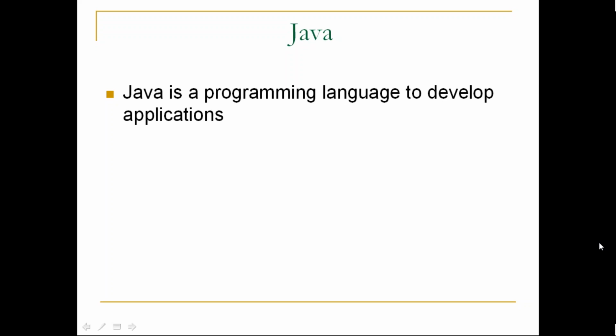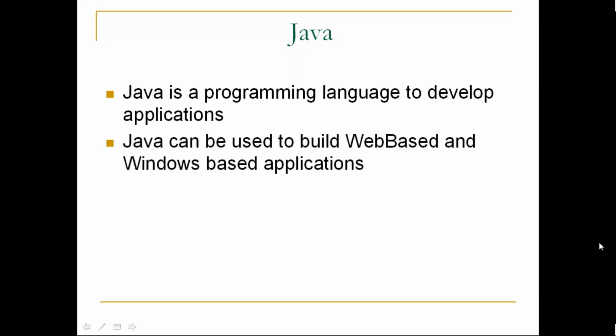There are many languages like this. Like Java, there is .NET, there is Oracle, there are many languages like SAP, using which you can develop applications. One of the main languages is Java, which is used by many companies. Many applications are built with the help of Java itself. With Java, we can develop both Windows-based applications as well as web-based applications.